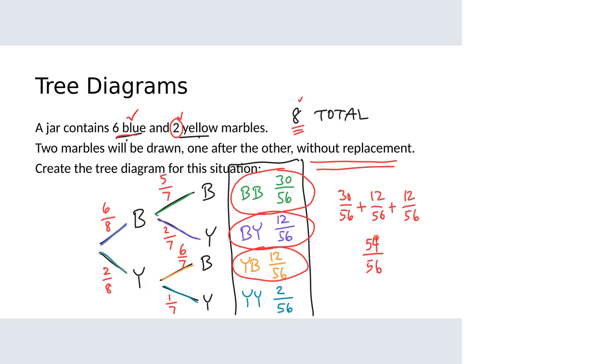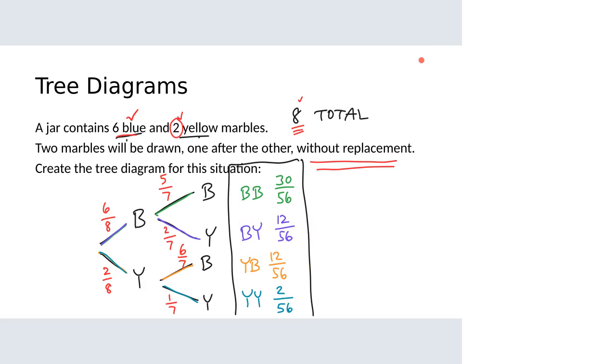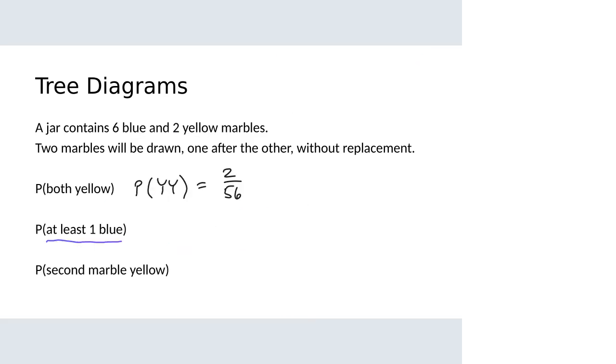If we just think about this for a minute, imagine that we have this jar with 6 blue and 2 yellow, and you're going to pick one out and leave it out and pick another one out. The chances you get at least one blue are pretty high. And that's what this probability shows us. The probability of getting at least one blue is 54 out of 56. Almost a certainty. So the probability of at least one blue was 54 out of 56.